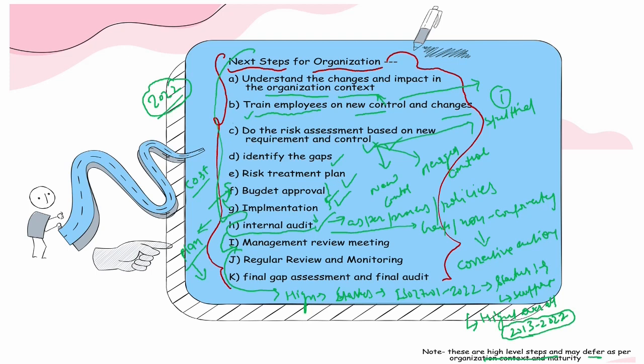Once you have this management review meeting, the key output is the action plan. What are the actions for the different stakeholders, the people responsible for those actions, and then regular review and monitoring. And then you can have a final gap assessment if needed, based on the organization size, context, and complexity. And then you can go for the final audit with your approved certification body.